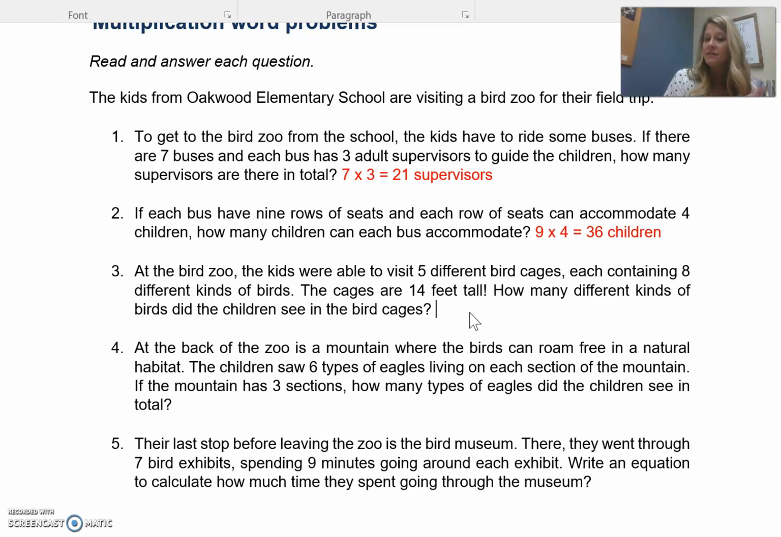I'm hoping you said 5. You need to know how many bird cages there are. And 8, because that's the number of birds in each cage. So you need groups times the amount. Our groups are 5 cages, and the amount in each is 8.